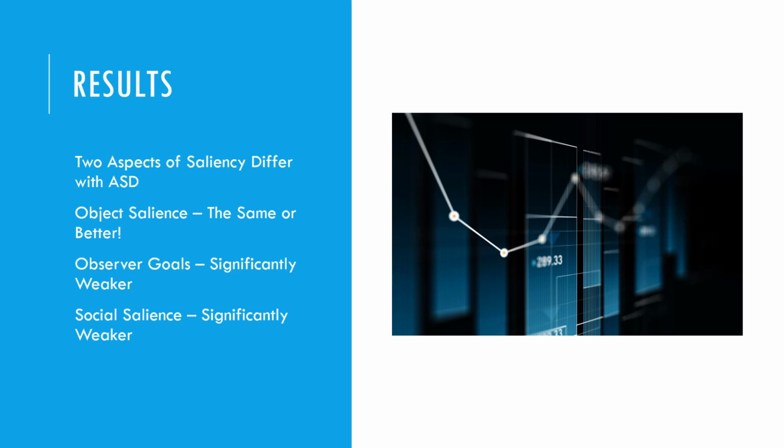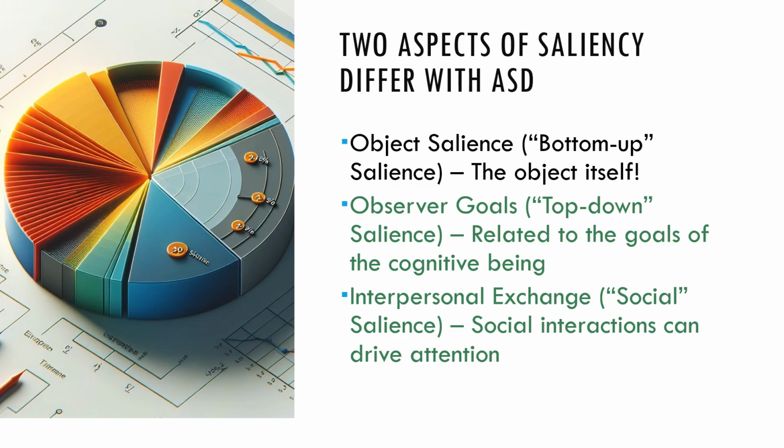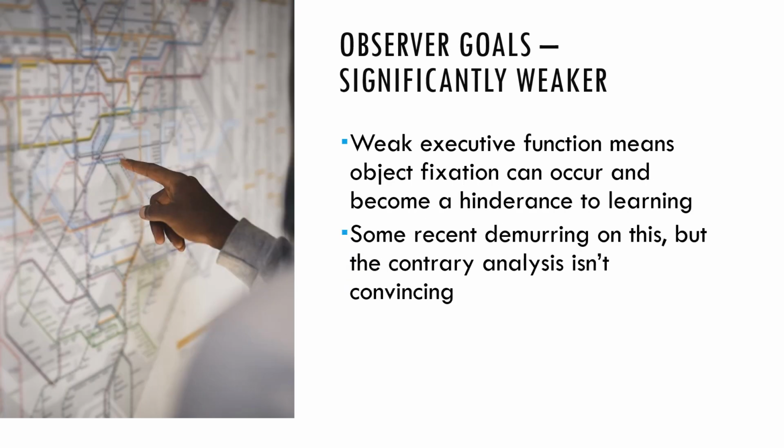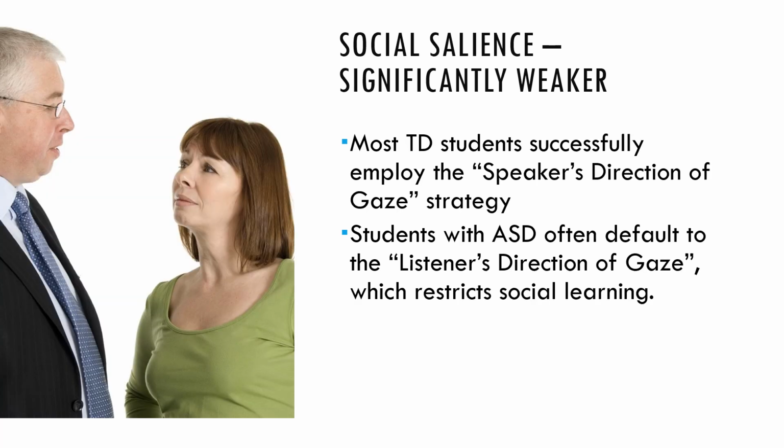The results were those three types of saliency. Two differ for students with ASD. Object salience is similar or even better in students with ASD. In fact, they rely on this primarily or solely. Observer goals is significantly weaker in students with ASD. A weak executive function means they might fixate on an object that's not relevant. And while there is some research that demurs on this, it isn't compelling, and the paper goes into those details.